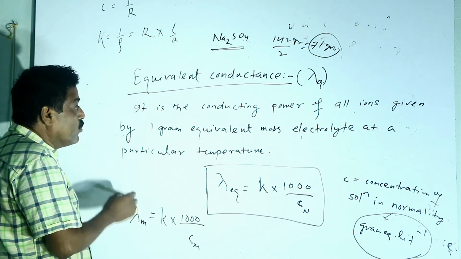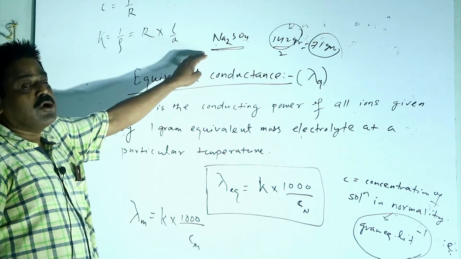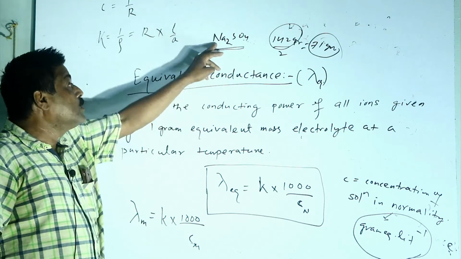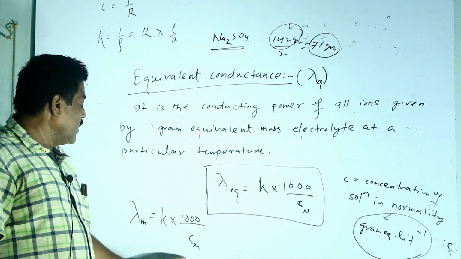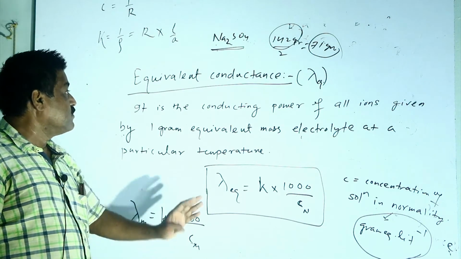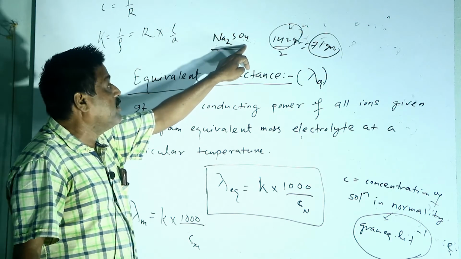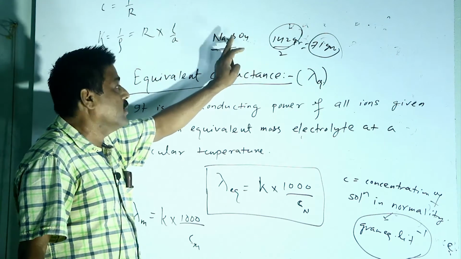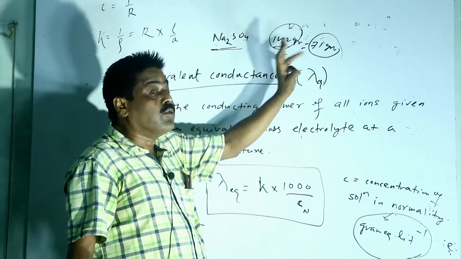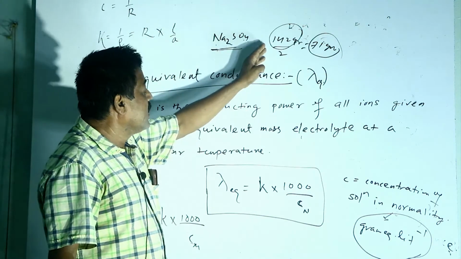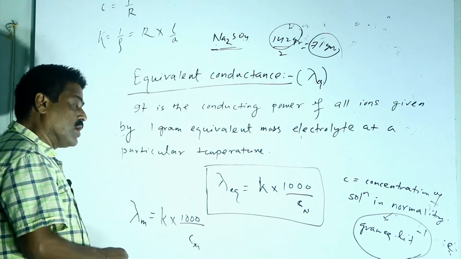But in case of molar conductance, we have to dissolve 142 gram of Na2SO4, so that here you get 2 moles of Na plus ion and 1 mole of sulfate ion, which gives the molar conductance. But in case of equivalent conductance, what have I told? 1 mole of sodium ion and, sorry, half mole of sulfate ion can give 71 gram, and that gives the conductance called equivalent conductance. When 142 gram is taken, that is called molar conductance.